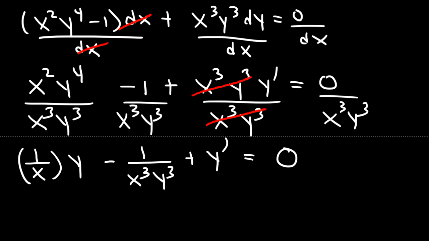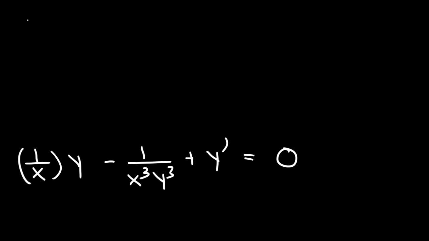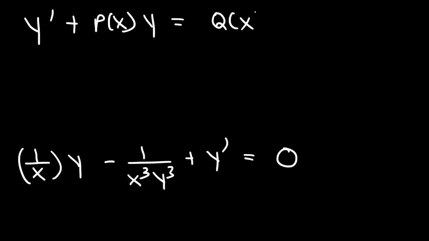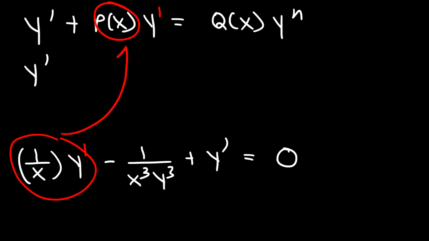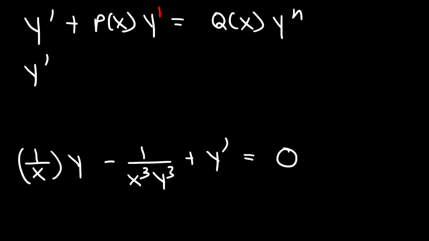I'm just going to rewrite the standard form for Bernoulli's equation. It's y prime plus p of x times y, and that's equal to q of x times y to the n. So we should put y prime on the left side. Now, notice that we have y to the first power times something. Here we have y to the first power. So this term correlates with p of x times y. So I'm going to write that as the next term.